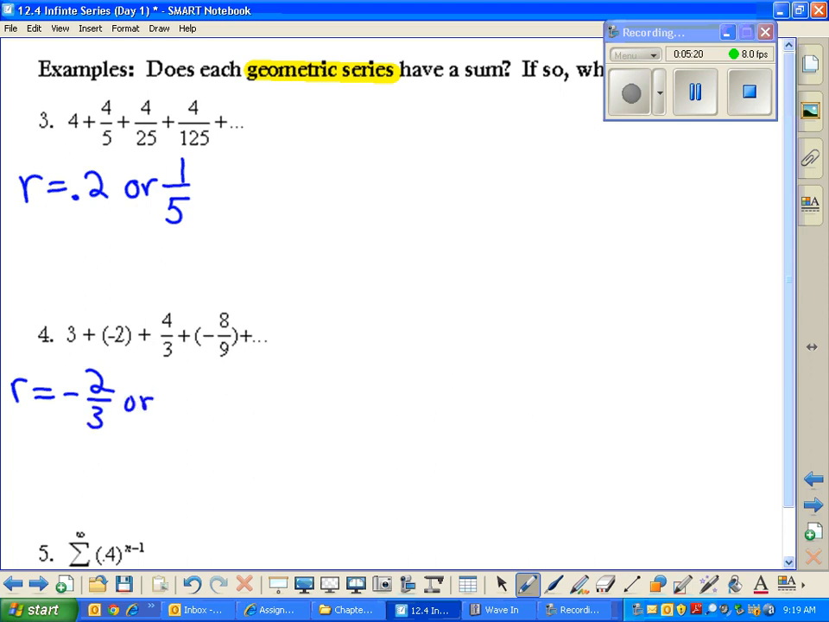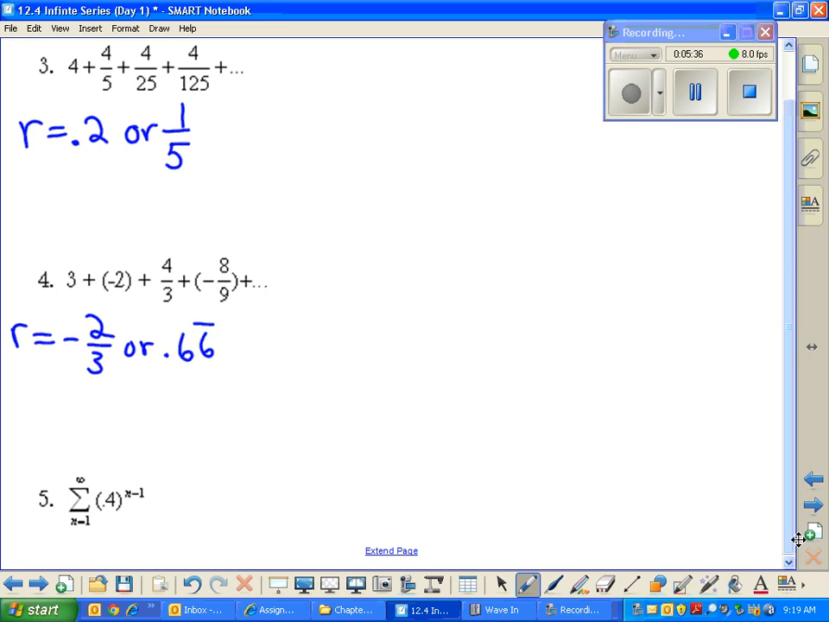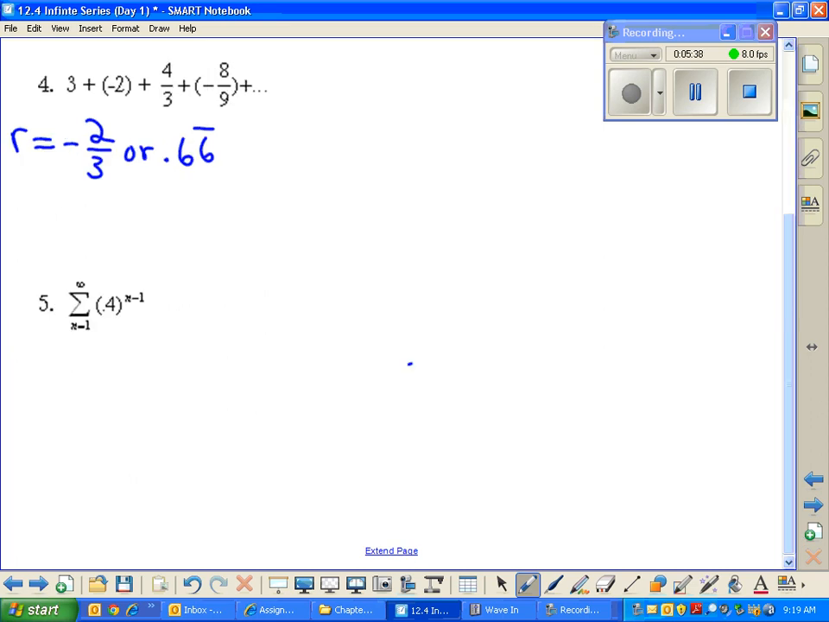Or you could say 0.666 repeating, or 0.6 with a hat on it, however you want to work it out. And then Will, number 5, what's your common ratio there? Yeah, it's just sitting right next to the variable exponent that you have there.